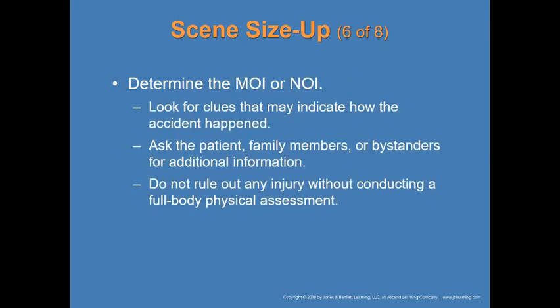Determine your mechanism of injury or your nature of illness. Look for clues. The biggest thing to remember about mechanism of injury, it's going to be trauma-related. Trauma happens on the outside of the body. Nature of illness is illness. Sickness happens on the inside of the body. So we've got to investigate that a little bit. Look for clues. How did an accident happen? Is there a ladder that's tipped over and the patient was working on the ceiling and now they're laying unconscious on the floor? They can't tell you what happened, but you can kind of figure it out on your own.